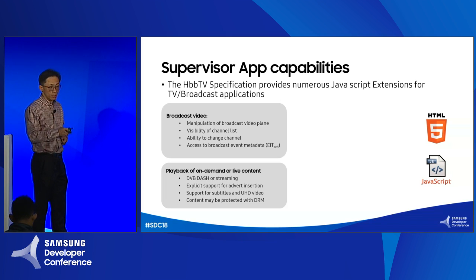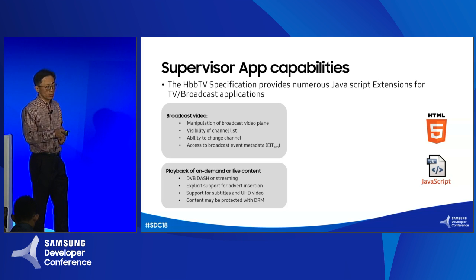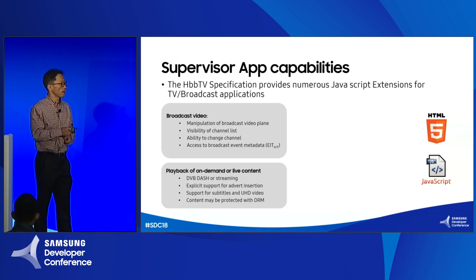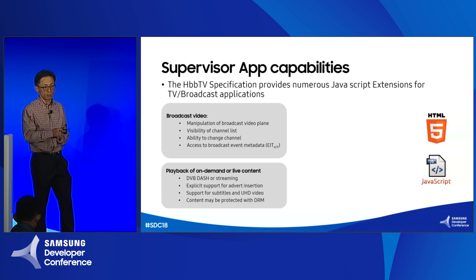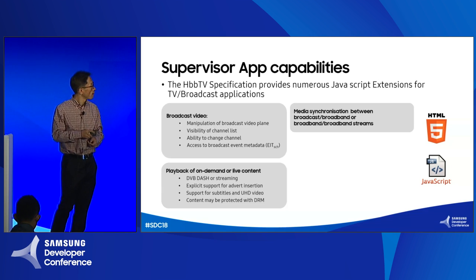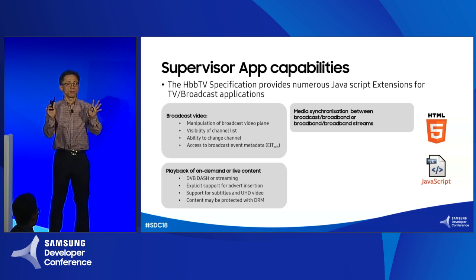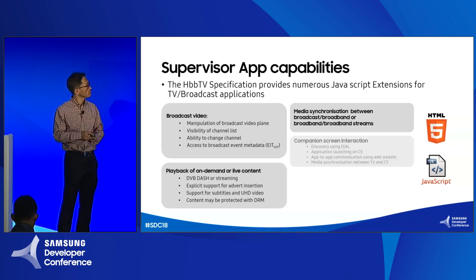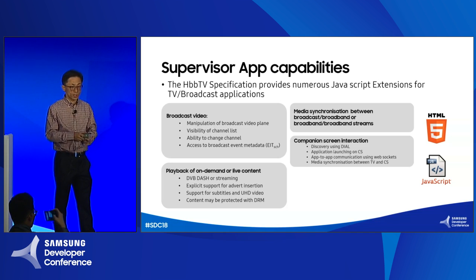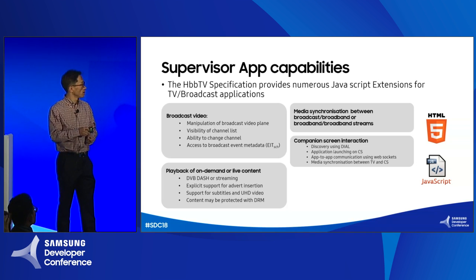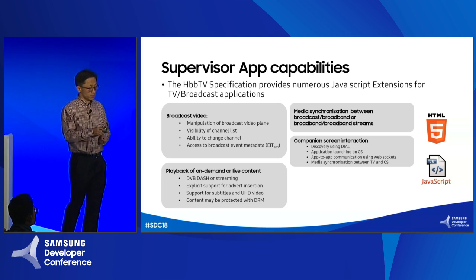This is for the OTT content, playback of on-demand content and live content. So we support DVB DASH and streaming. Advertisement insertion can be done under the HbbTV specification. This is media synchronization between broadcasting and broadband. Companion screen as well. So the discovery of the application and the launching of the application is possible with this interface.